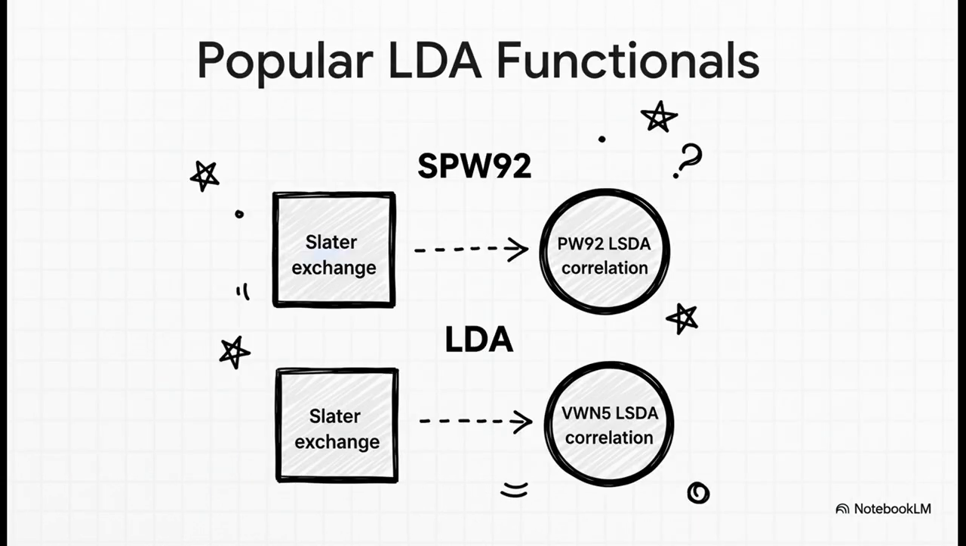And here's the thing, even with this one LDA approach, there are different flavors. Scientists can tweak the math for the exchange part and the correlation part separately. And what you get is a whole family of LDA functionals, each one with a slightly different recipe. But the key thing to remember is they all share that same core idea. You approximate the real world by using this idealized, uniform sea of electrons.